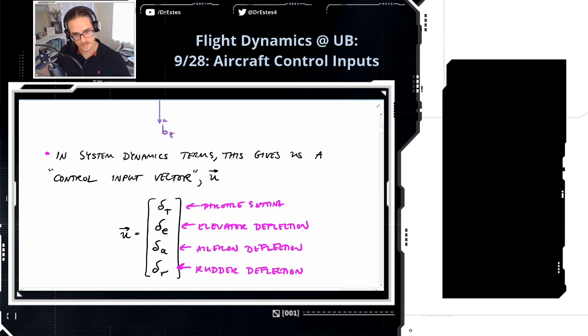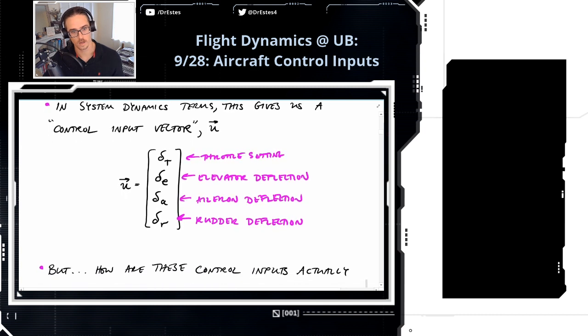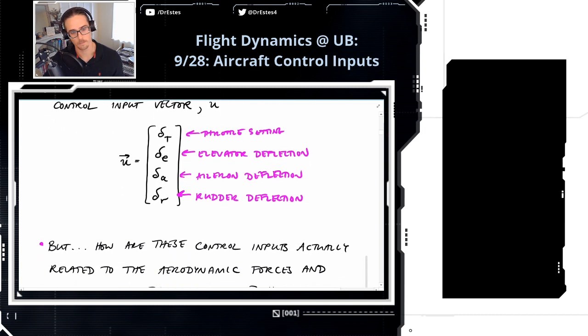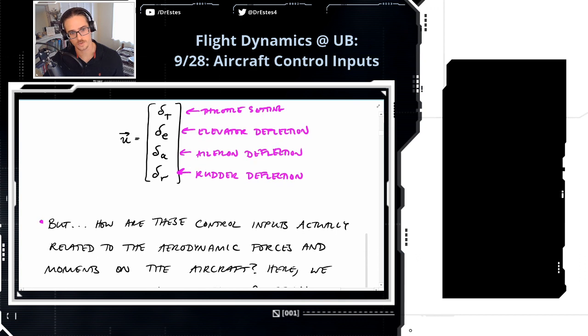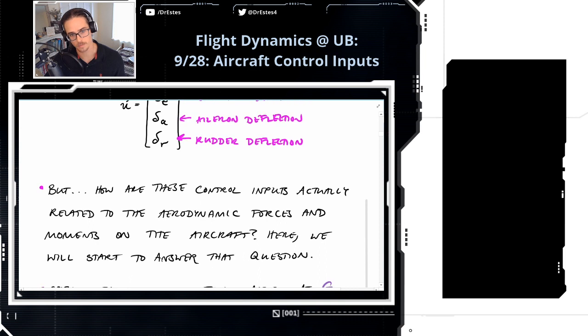So we're going to always keep bringing this back to a system dynamics sort of state space context. That's the standard way of organizing these equations of motion and our control input. So keep this in the back of your mind. We're controlling a system by using 4 inputs to modify the applied forces on an aircraft. Okay, but how are these control inputs actually related to the aerodynamic forces and moments on the aircraft?